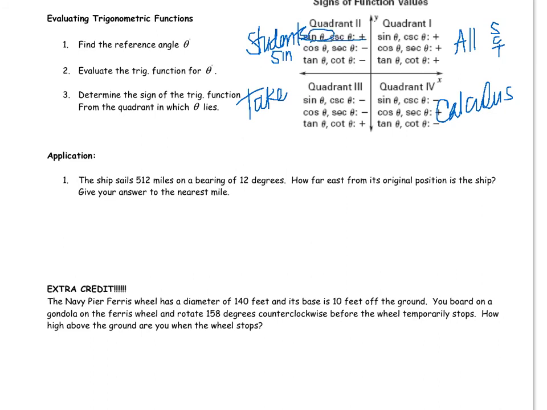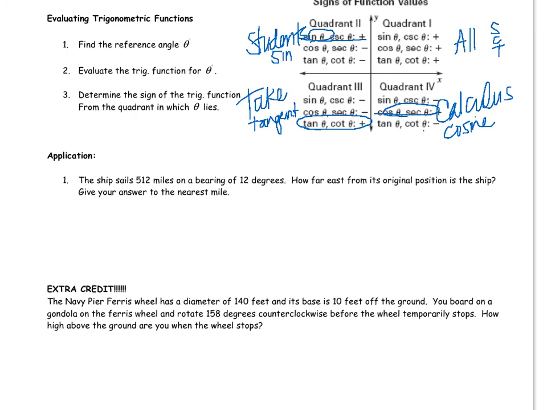In quadrant 3, T means tangent is positive, and you can see that tangent and its reciprocal are positive; the rest are negative. Calculus means cosine is positive. You can see cosine and its reciprocal are positive, and the other two are negative. And so the acronym we use is All Students Take Calculus, and that's our way of helping figure out which ones are positive and which ones are negative. Just something to help you.